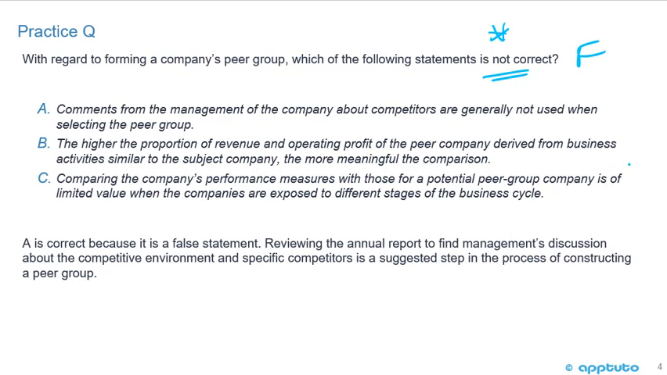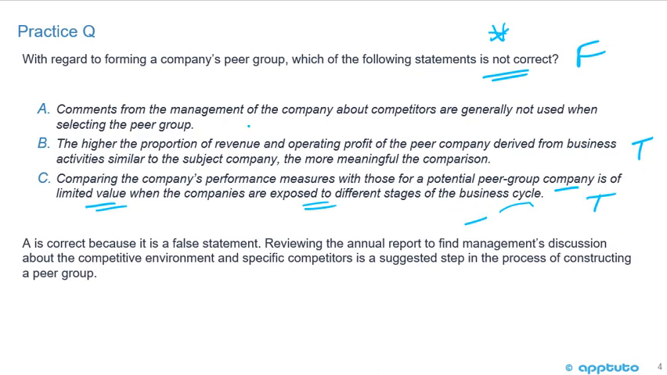So the higher the proportion of revenue and operating profit of the peer company derived from the business activities similar to the subject company, the more meaningful the comparison. Yeah, true, absolutely. Comparing the company's performance measures with those of a potential peer group company is of limited value when the companies are exposed to different stages of the business cycle. Yeah, that's true. If one company is in the early stage, one is in the mature stage, then making a comparison as a peer doesn't really make sense.